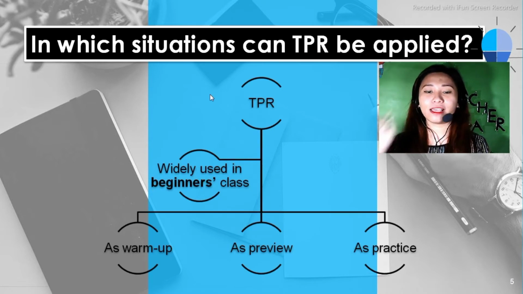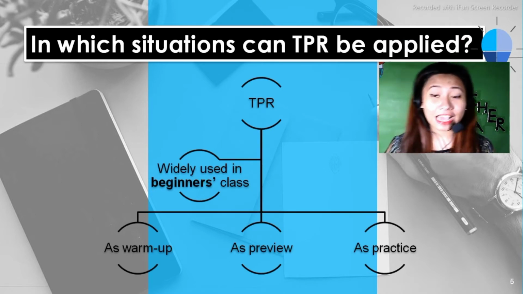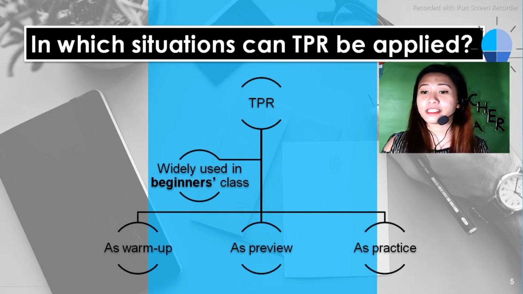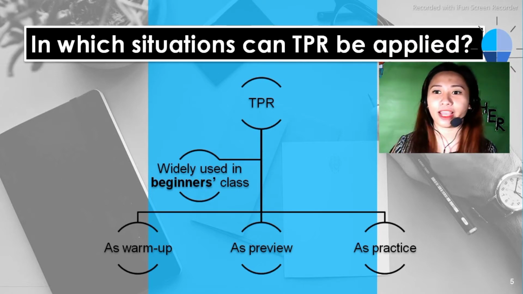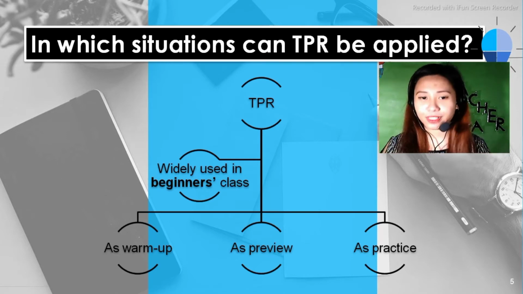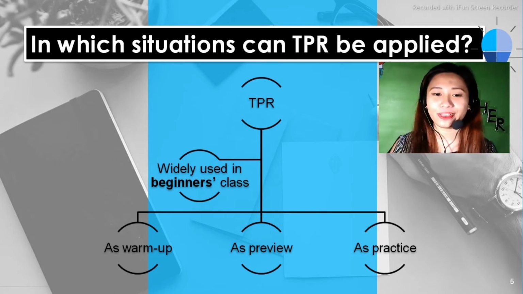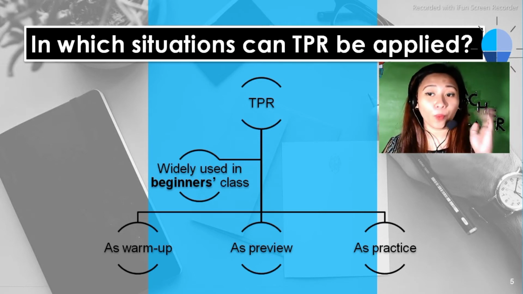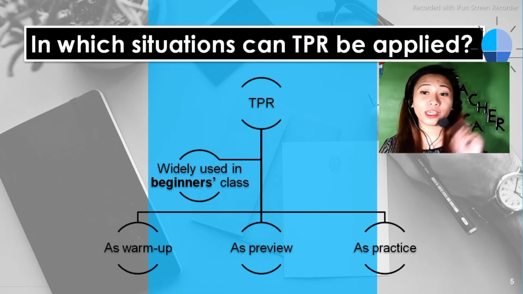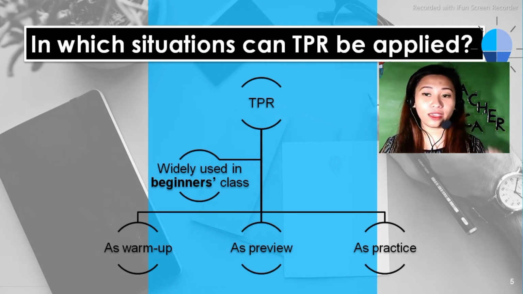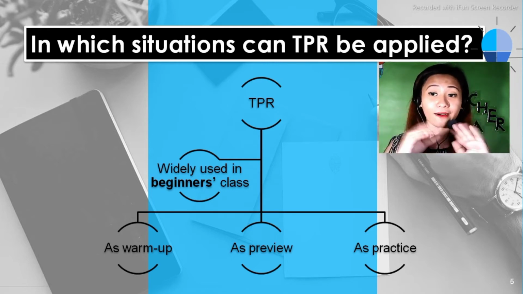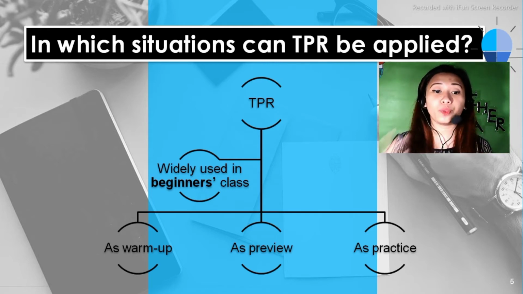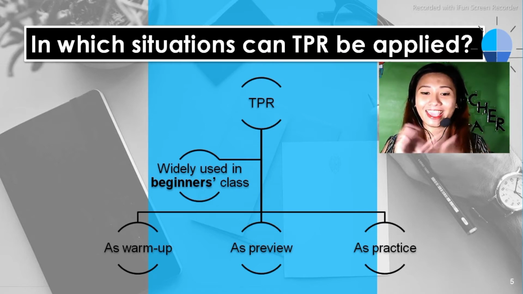So here it is. TPR is widely used for beginners. For example, my student Rain was actually still 3 years old. Maybe he's already 4 now because it was a year ago. So TPR is used for beginners like Rain and other students. You can use it not just in one part of the lesson, but the whole lesson. You can use it as a warm up. As I said, Rain and I always had TPR activities at the end of the lesson, and the next day we could do it again as a review and as a preview.